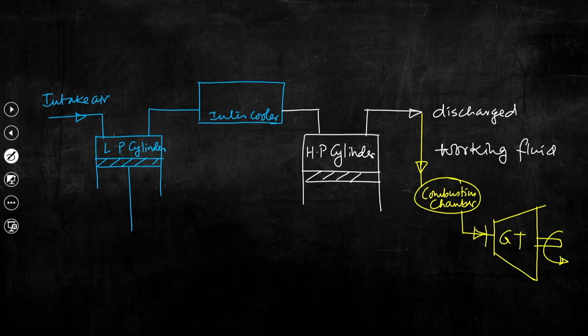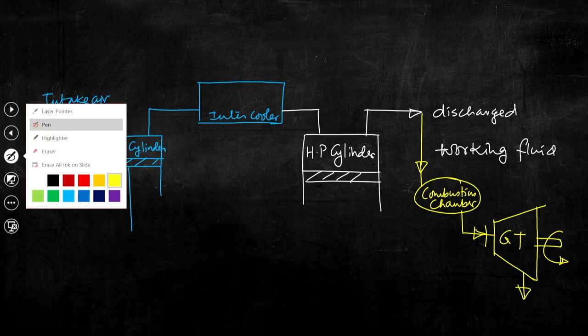From the intercooler, essentially what we are doing is reducing the temperature of the air before it enters the second stage compression. And finally, the discharged working fluid goes to this combustion chamber, wherein by addition of heat its pressure and temperature increase, and then it expands in the gas turbine and we are getting work output. And finally, this should be the final discharge.